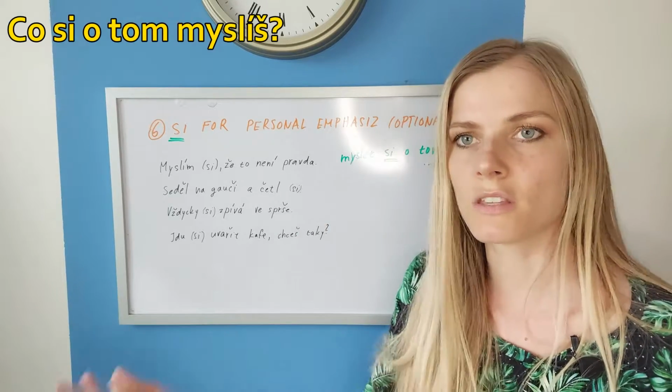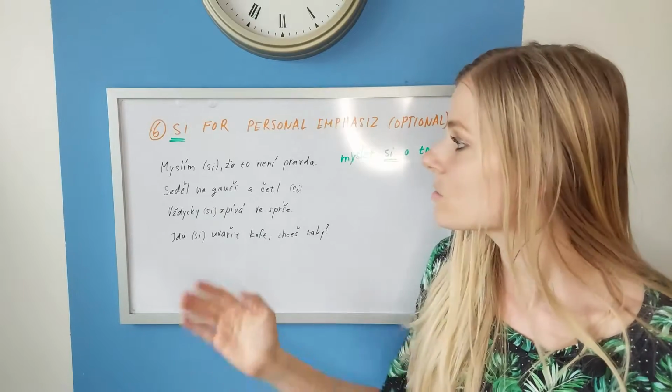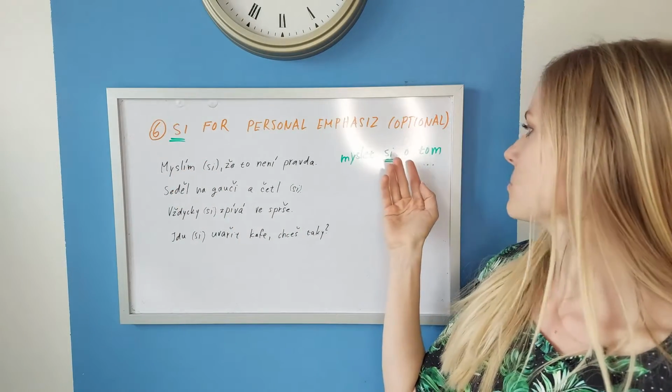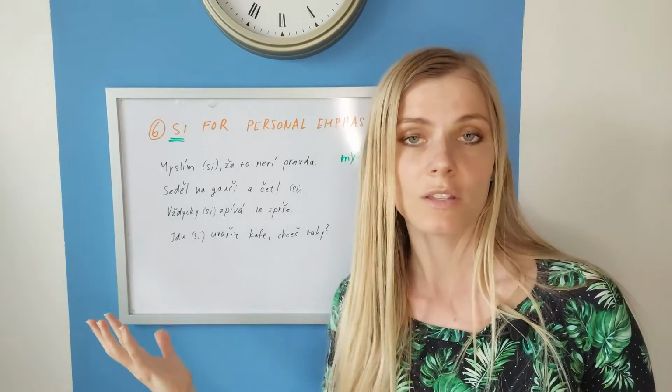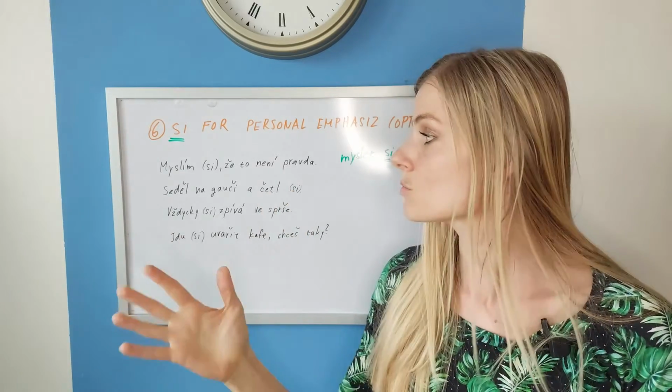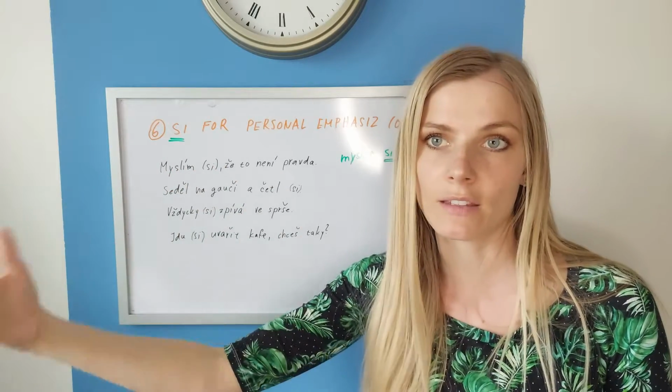Co si o tom myslíš? What do you think about this? What's your opinion about this? But when I don't put any preposition after that, I can choose whether I want to use si with myslím or not. So this would concern the phrases myslet si že, to think that.